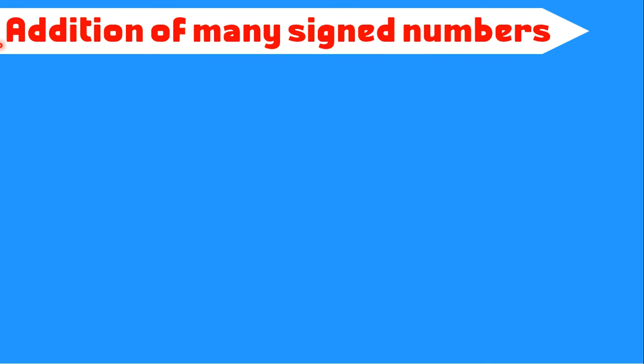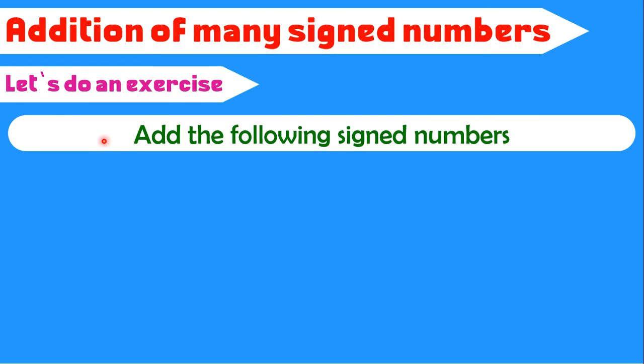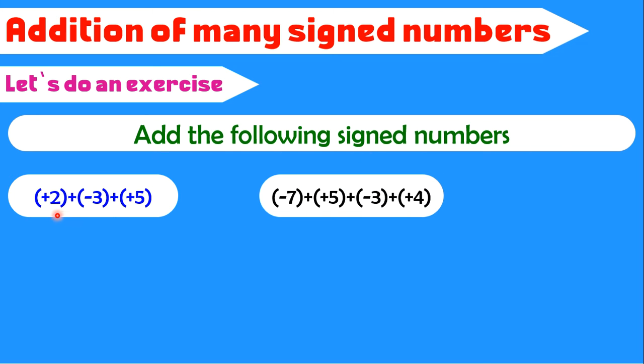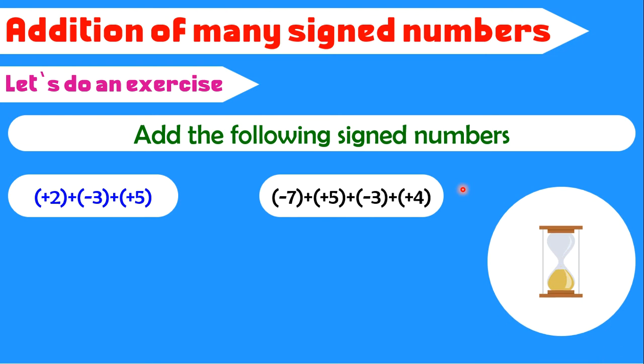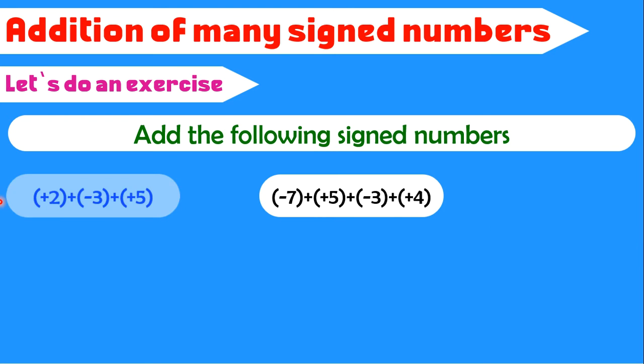Addition of many sign numbers. We have studied before how to add two sign numbers. Now we will study adding more than two. Let's do an exercise. We have to add the following sign numbers. Here we have 3 sign numbers and here we have 4 sign numbers. I will give you some time. Now let's do it together.